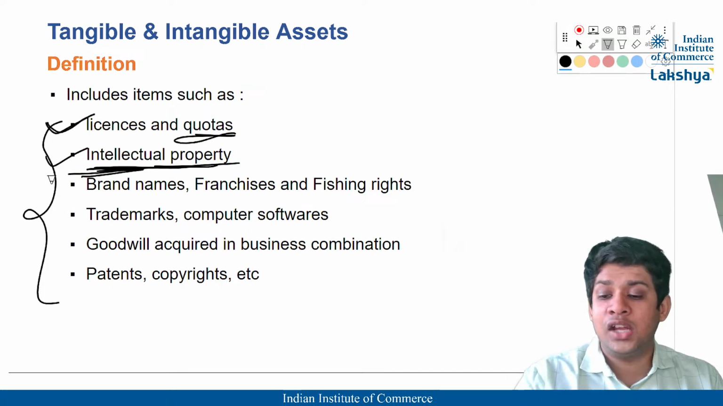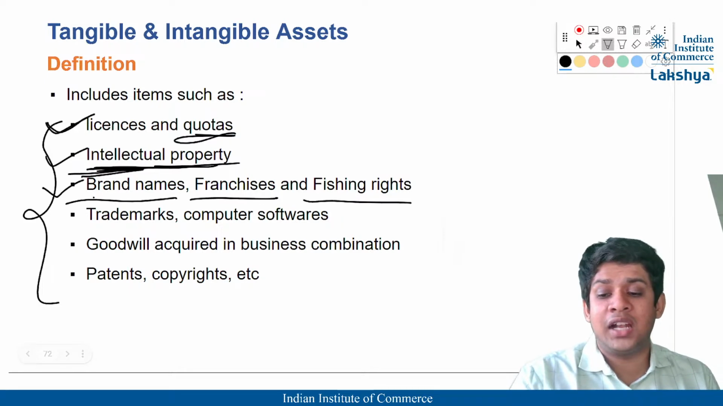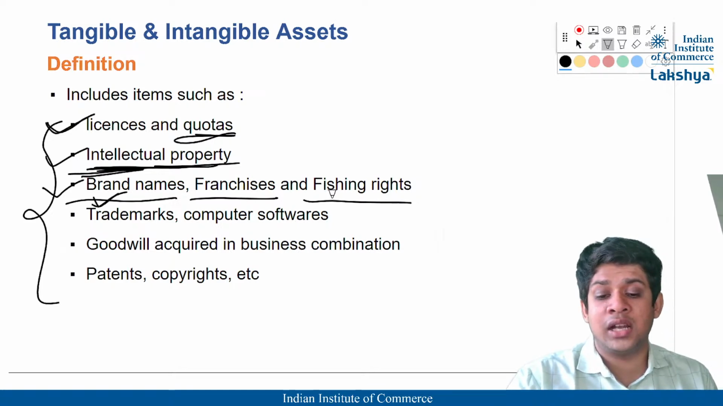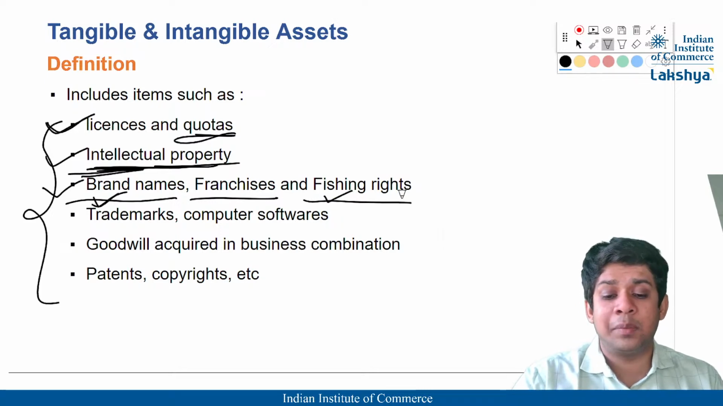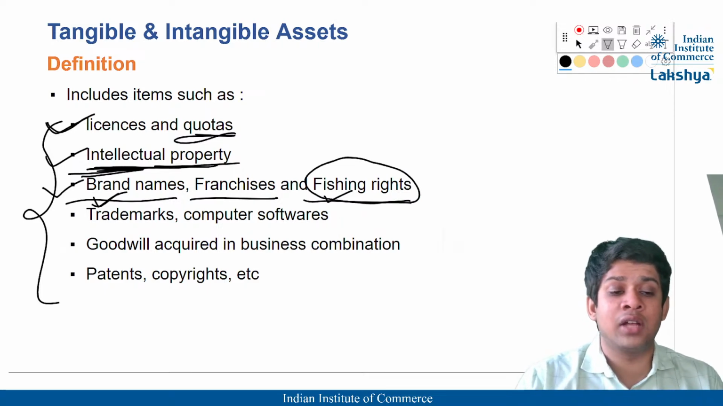Okay, then any sort of brand names, any franchises, any fishing rights. Brand names like Nike, Reebok, Adidas, franchises like McDonald's franchises and everything, fishing rights. That means I have the right to do fishing in a particular isolated area, right? So that I can use those fishes that I've caught in my business, right?